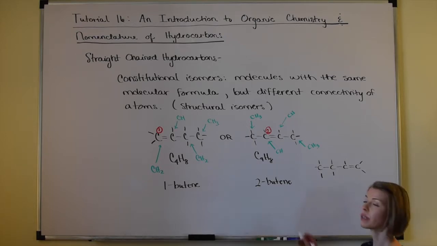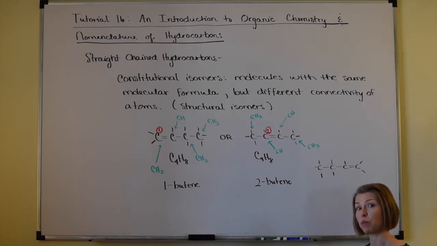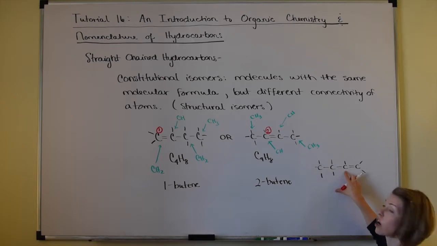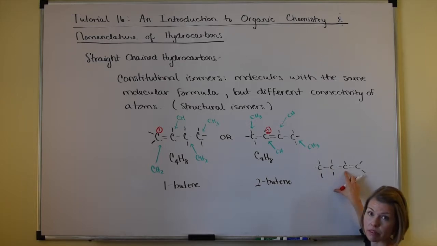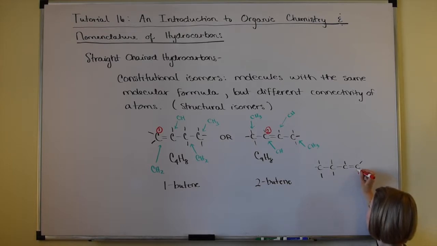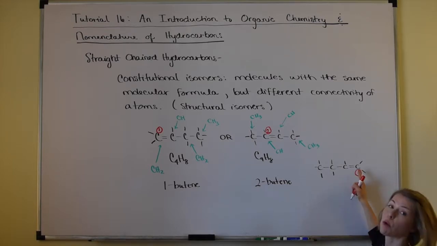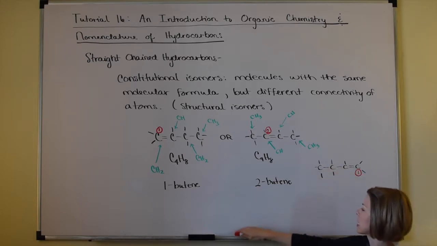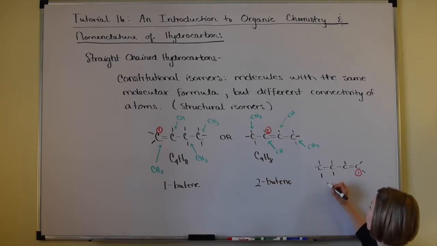We're always going to give the lowest possible number priority to the double bond. So we would not count this 1, 2, 3 and call it 3-butene. We would still count it from the lowest priority to the double bond. We would just count backwards in this case. 1, 2, 3, 4. So you see the name is still 1-butene. We just drew it backwards.